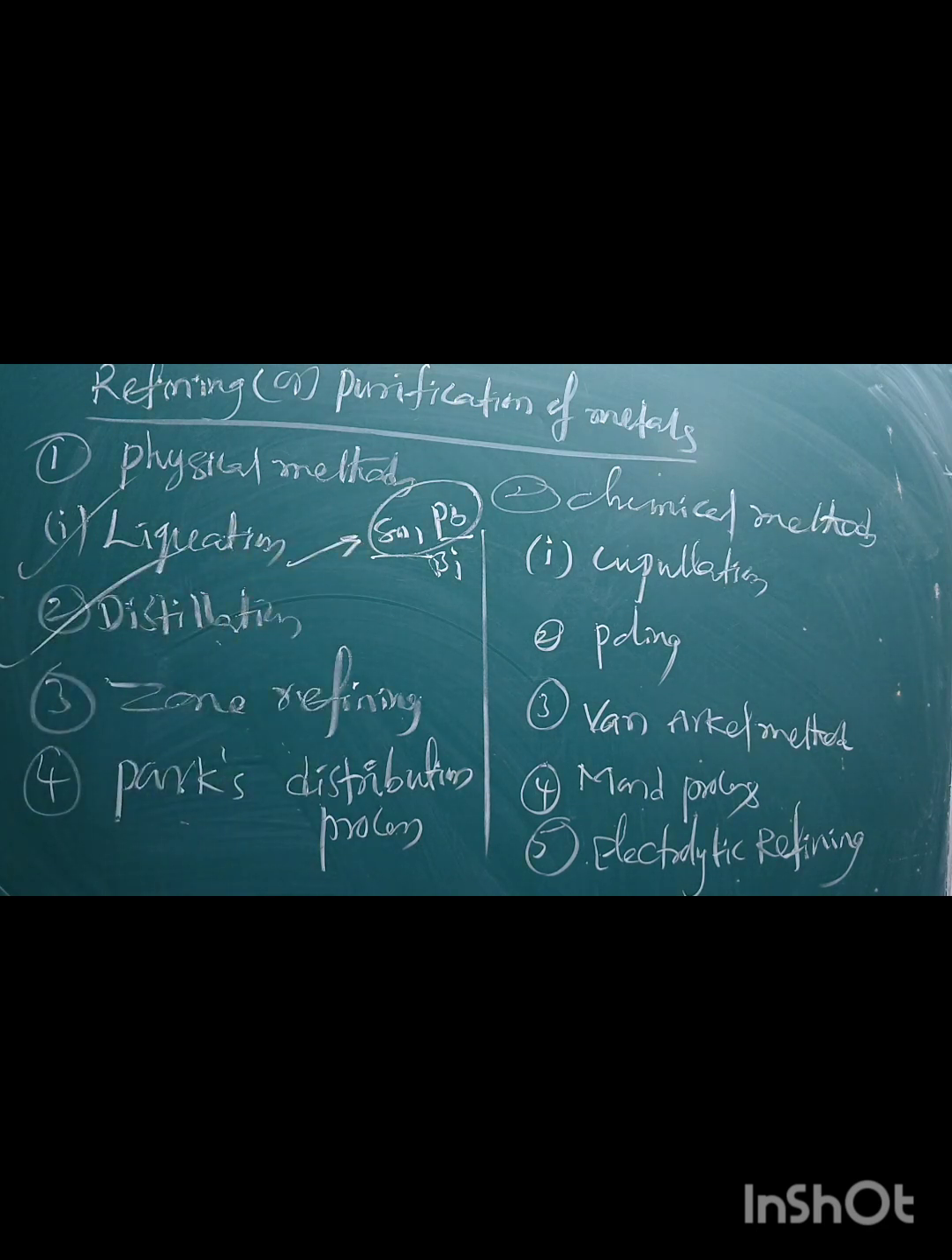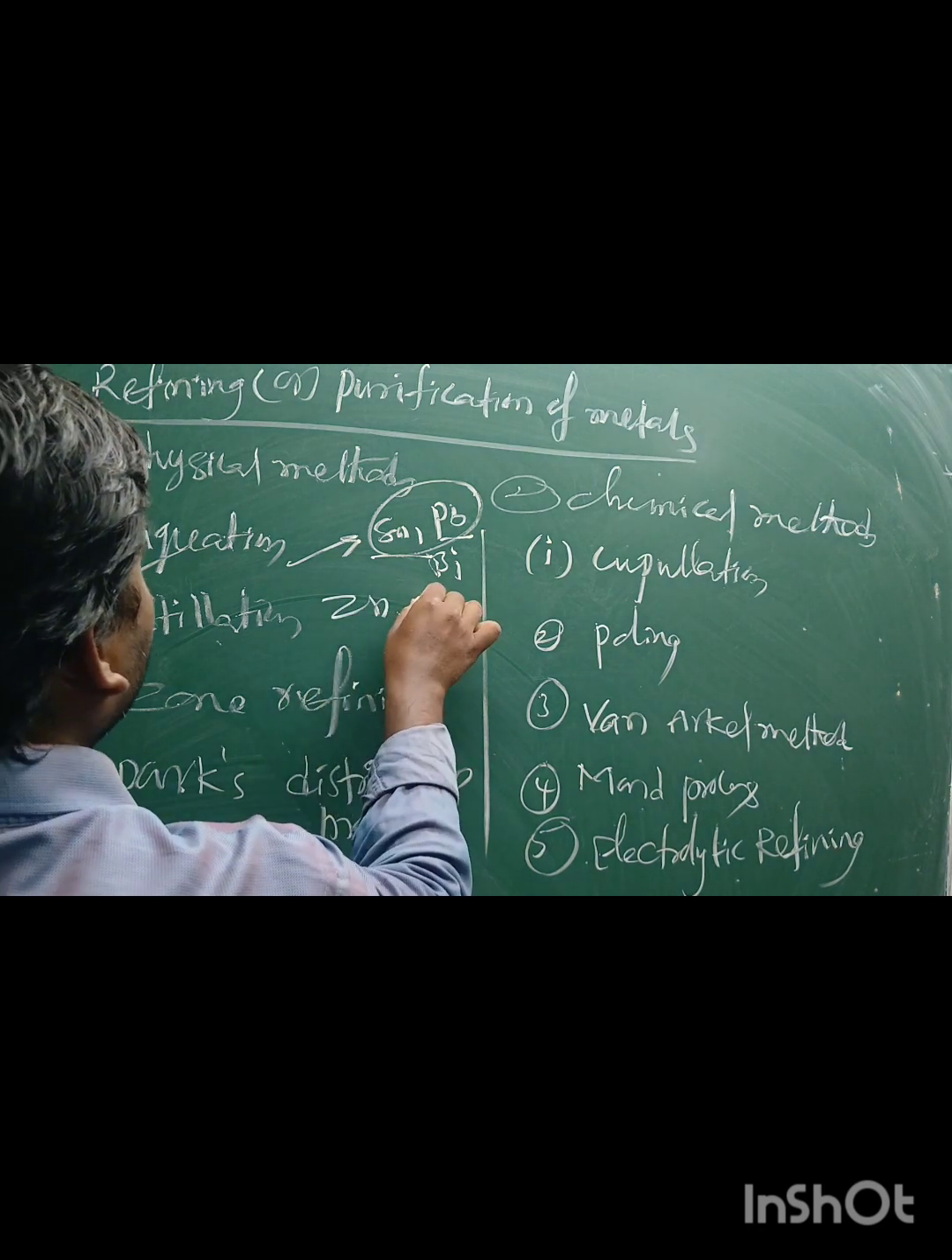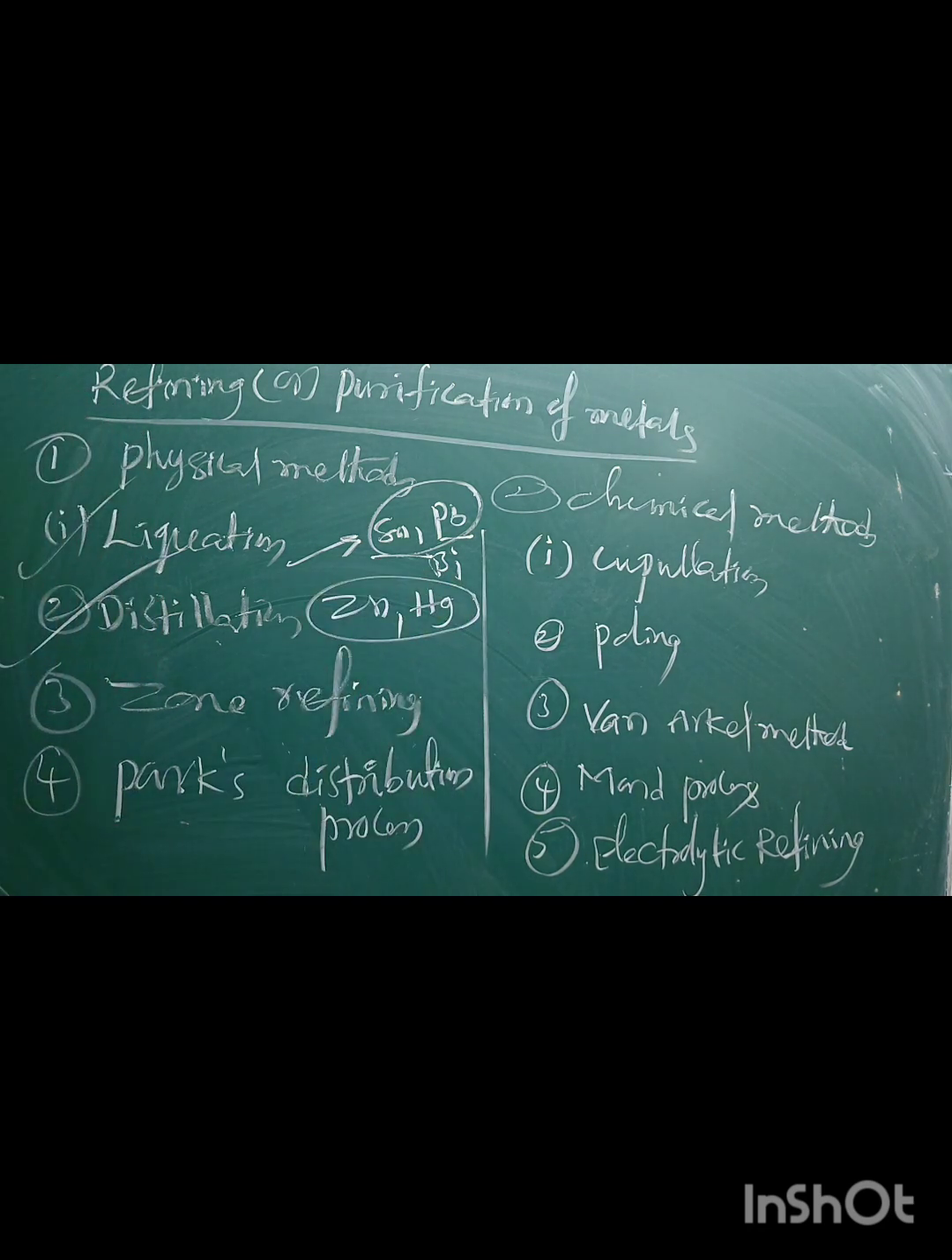Distillation process. What is the distillation process? Volatile metals like zinc and mercury are refined by this method. The crude metal is heated in a retort and as a result the pure metal gets distilled and impurities are left in the retort.